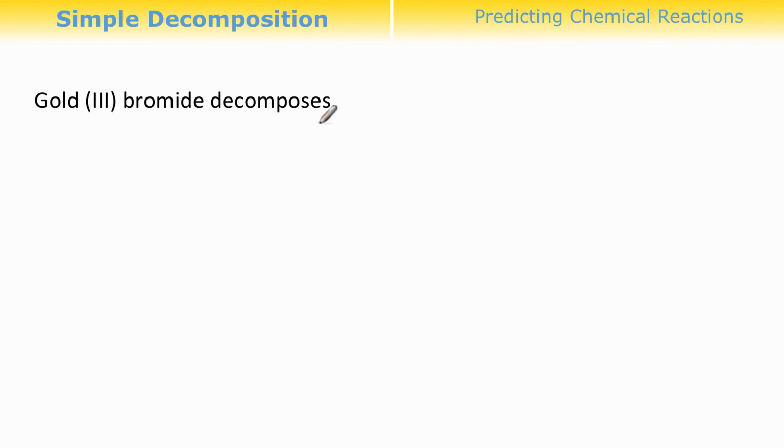Try another example. Gold 3 bromide decomposes. Okay, let's write the formula for that. Gold, it's 3, so that means it's a 3 plus. Bromide is Br, and it's a 1 minus. To balance this, I need to have a 3 there. Okay, so there's my formula for gold 3 bromide. And it says decomposes. Okay, so I go like this, and it breaks into these two things.